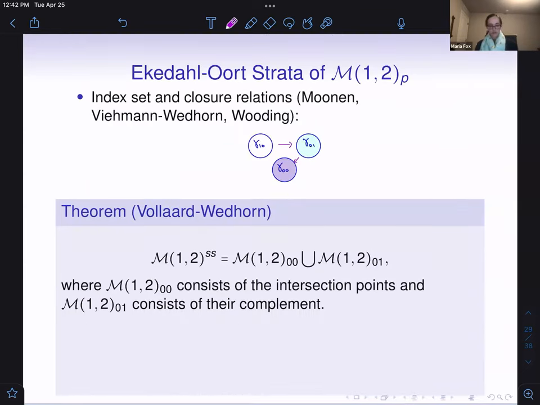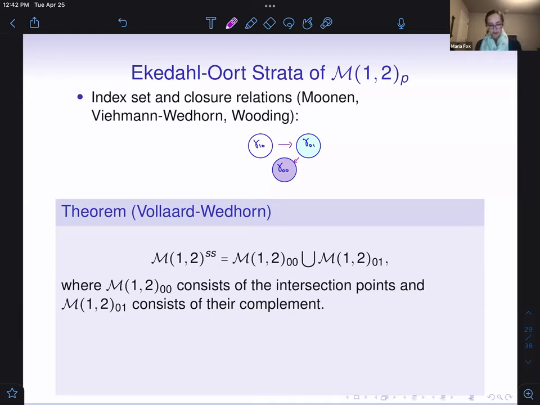So that's our Ekedahl-Oort stratification. And what I'd like to do is look at our same three examples and summarize some things we know about its Ekedahl-Oort stratification and how it interacts with the supersingular locus. So as we said, this result that you can index the Ekedahl-Oort strata is due to Moonen.